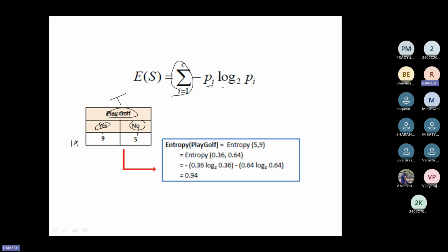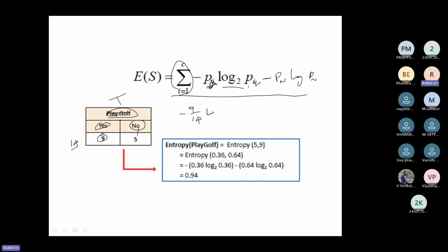Now I'm calculating the summation of the probabilities of all values: minus probability of yes log 2 probability of yes, minus probability of no log 2 probability of no. The minus is there because I'm doing the summation. This is the entropy of the target variable. Now the probability of yes: yes is repeated 9 times out of 14, so we can write it as 9 by 14.